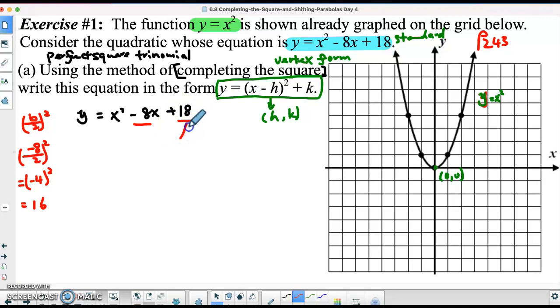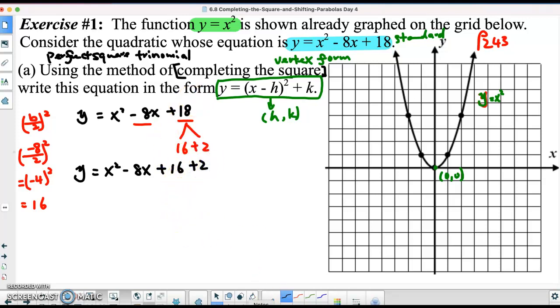What you can do is you can break 18 into 16 and 2. I do like this idea. Okay, you can get rid of 18 and put the 16 back, but in this case, I would say just change 18 into 16 plus 2. All right, so I have y equals x squared minus 8x plus 16 plus 2.